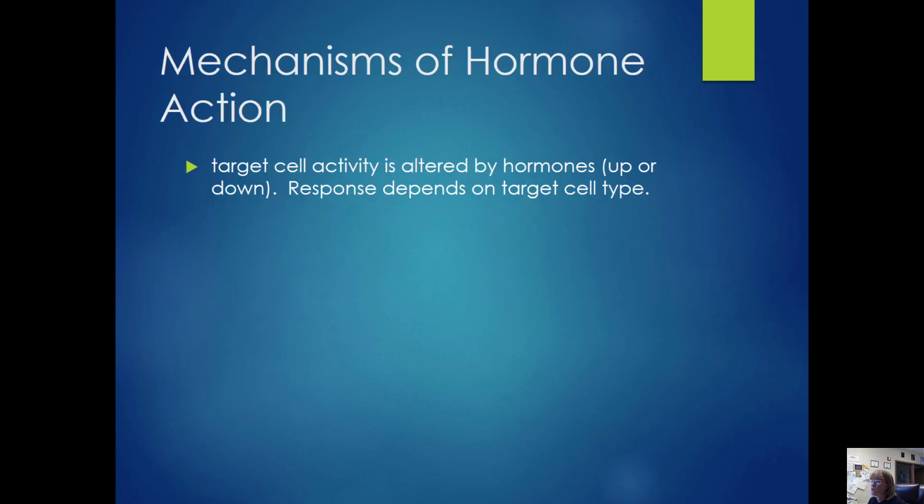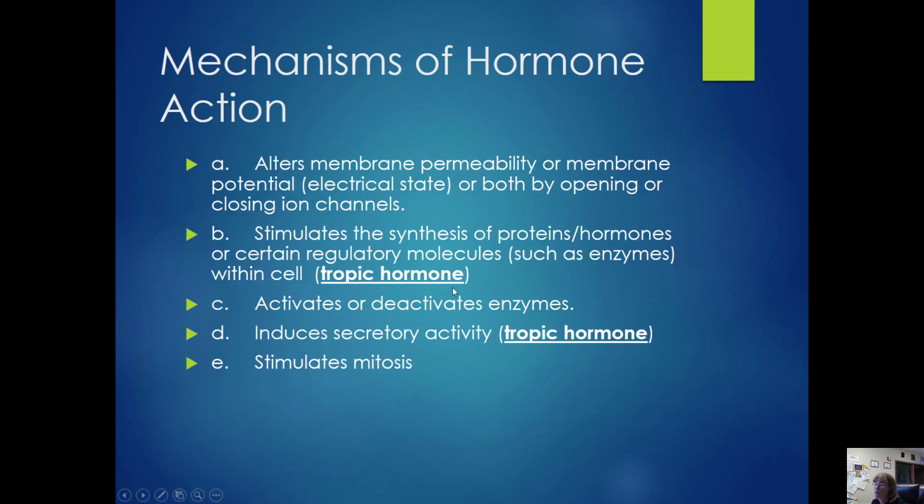Okay, so we can look at, well, what does a hormone do to a target cell? Remember, it can't tell a cell to do anything it's not already programmed to do. So all it's going to do is either increase the activity of a target cell or decrease the activity. It's going to inhibit or stimulate. And whatever those activities are depends on what the target cells are.